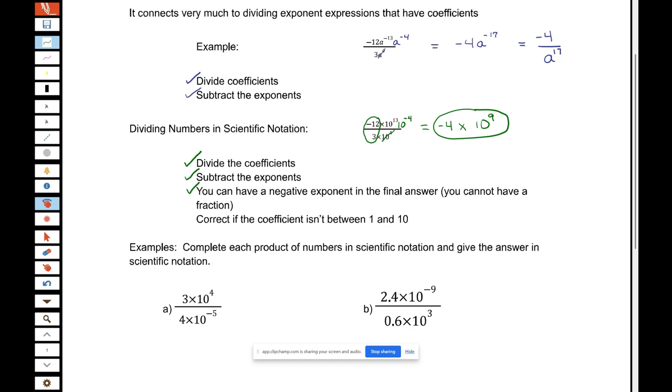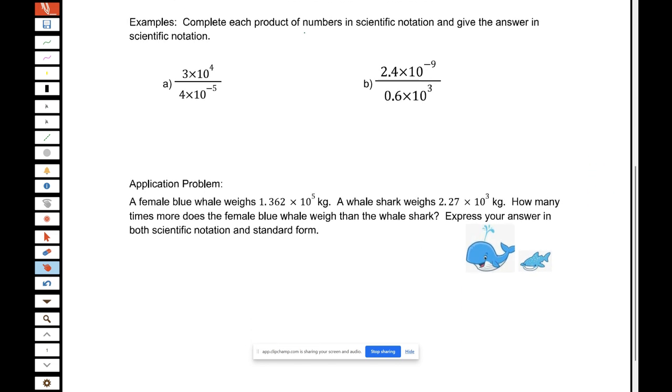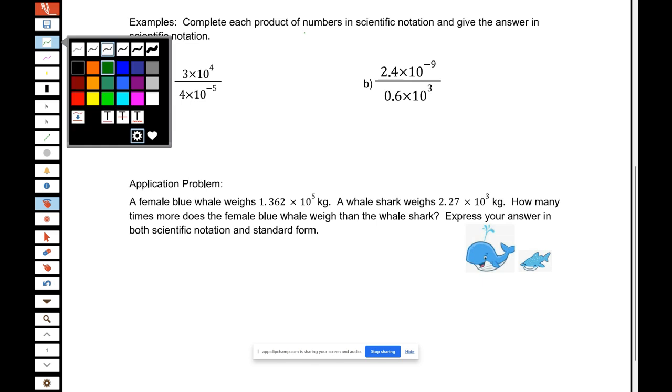You can leave a negative exponent in the final answer. And we do need to correct it if the coefficient isn't between 1 and 10, but we can see here 4 is between 1 and 10. It just happens to be a negative, which we won't have too often with scientific notation, but it can occur with a negative coefficient. All right, so we have 3 examples in this lesson.